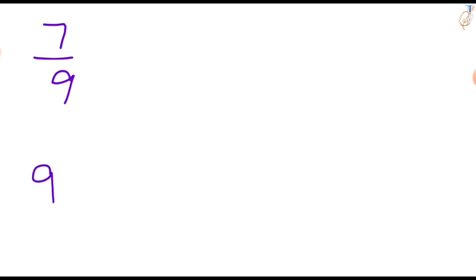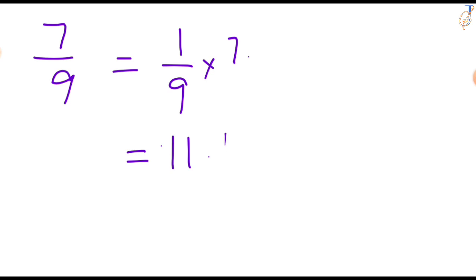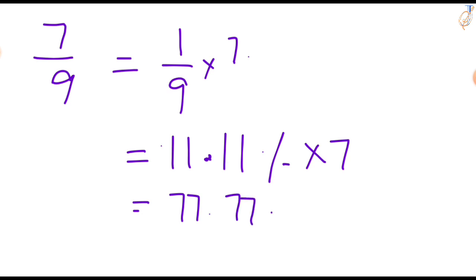7 by 9. Whenever we see 9, you have to remember this 9 and 11, these fractions go in pairs. 1 by 9, the value is 11.11 percentage. After multiplying with 7, you will get 77.77 percentage.